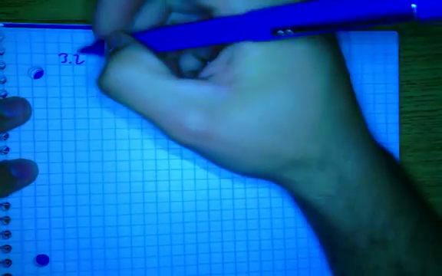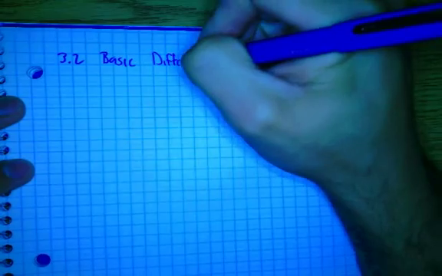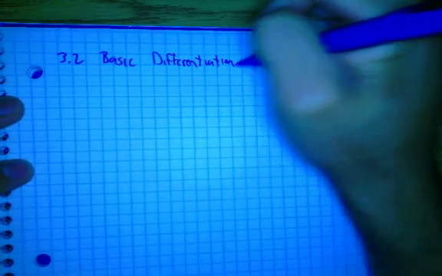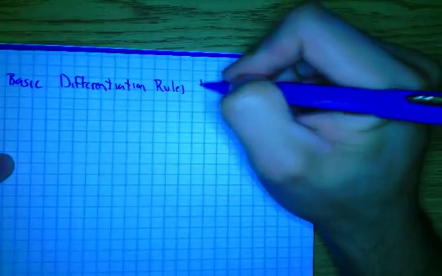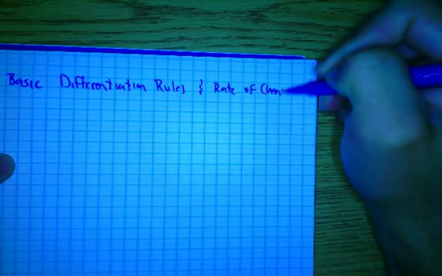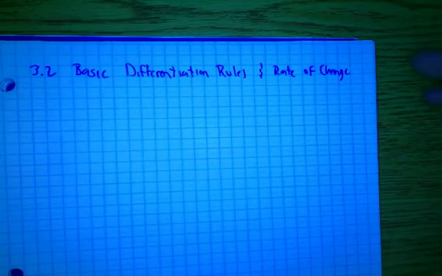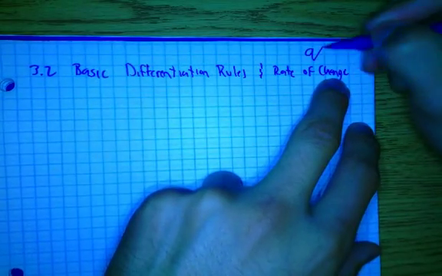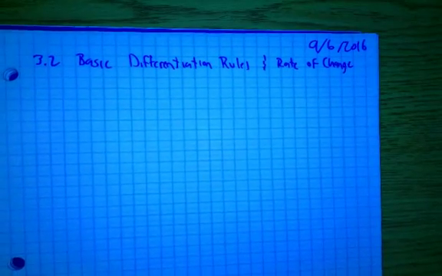Alright guys, so today we're doing section 3.2, and the title of 3.2 is Basic Differentiation Rules. And we're also going to talk about rate of change. Okay, so basic differentiation rules, and we're going to talk a little bit about rate of change. Today is September the 6th, 2016.